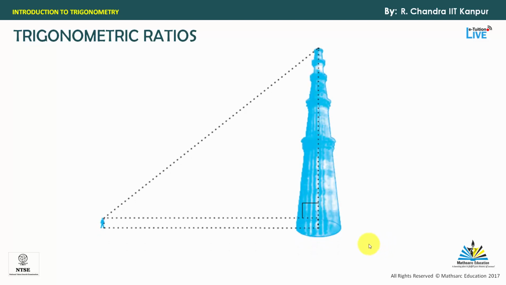I know all of you may have seen these pictures of Qutub Minar, as you can see here. You can see a boy standing some distance away from the base of the Qutub Minar. If you want to know the height of the Qutub Minar, then trigonometric ratios will help you find the height. And you can observe there is a right angle triangle.